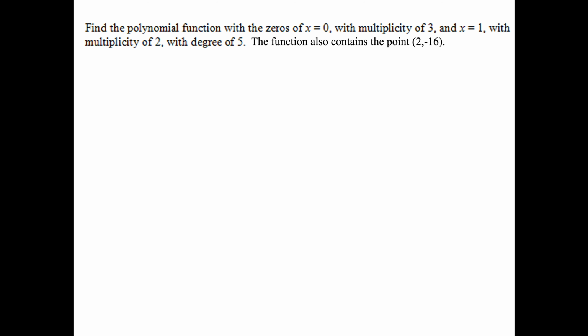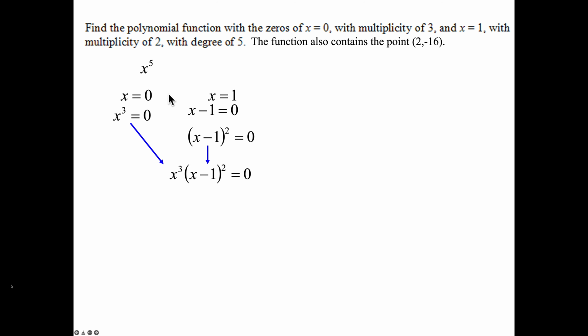So we'll do this problem just like we did before. Take all your zeros, set them equal to x, and we're going to build our x to the fifth as our leading term for our function here. Now what happens here is that because x equals 0 had a multiplicity of 3, that means this 3 is the power on that x. And with x minus 1 having a multiplicity of 2, we're going to put that 2 as the power on this binomial and then multiply the x cubed and the x minus 1 squared.